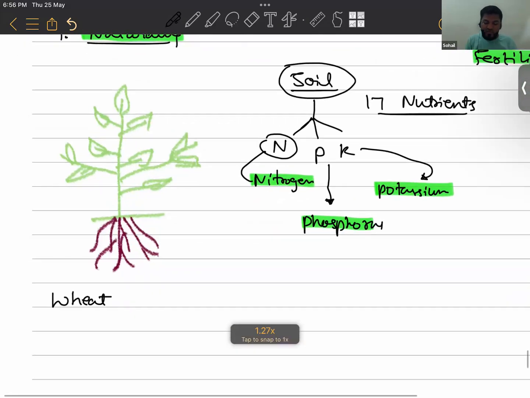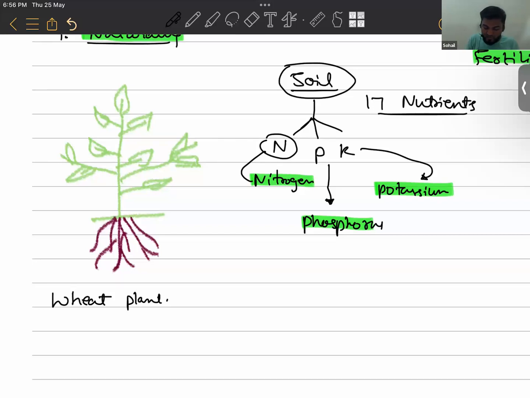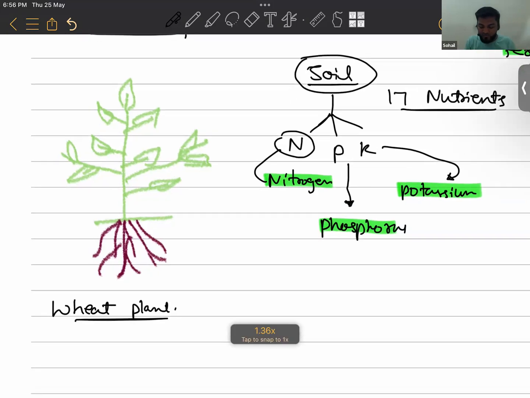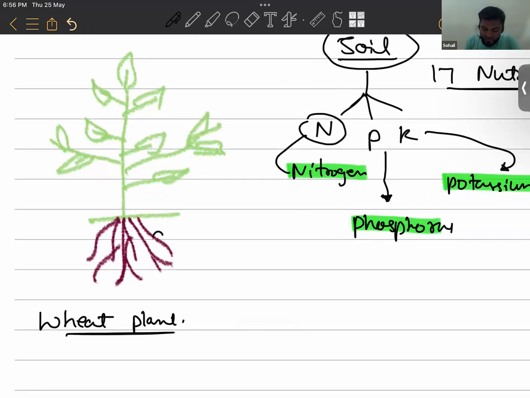If you zoom in on the root of a wheat plant, let's say this is a wheat plant here, the diagram which I have drawn here. Although it does not resemble a wheat plant, just for the purpose of understanding, we assume it to be a wheat plant. If you observe the roots of a wheat plant, it will have bulb-like structures on it, like this. These structures are actually called nodules. What do we call them? Nodules. And inside this nodule lives a very good bacteria.